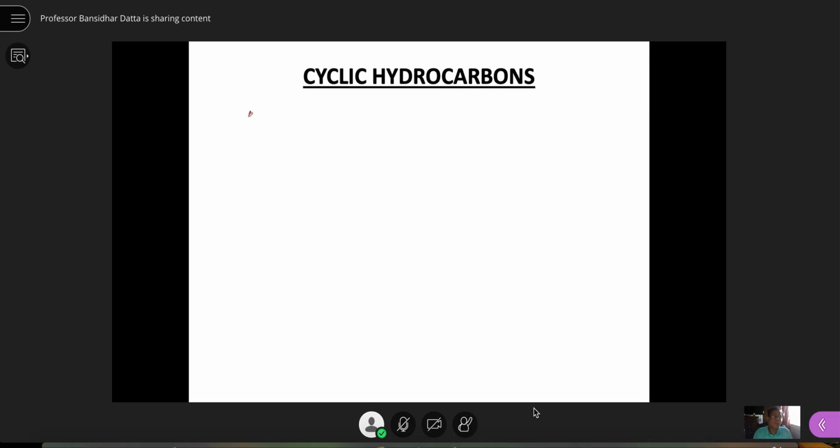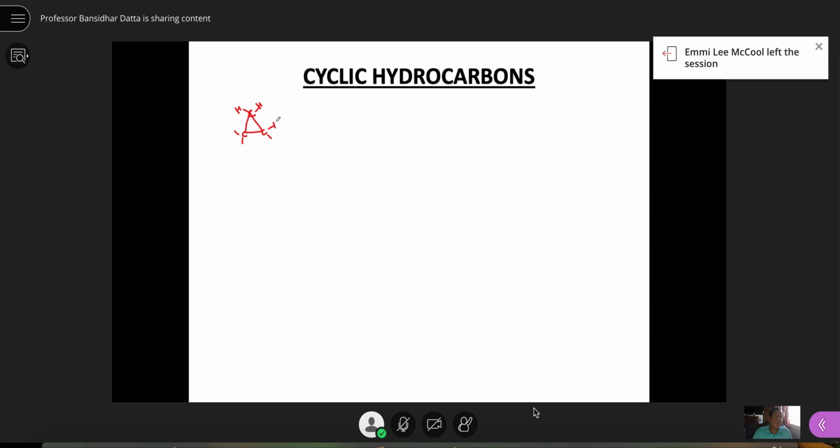So now the first one looks like this. All right, it's a triangle. So this is your carbon, this is your carbon, and this is your carbon. Hydrogen, hydrogen, hydrogen, hydrogen, hydrogen, and hydrogen. You just add those hydrogen atoms like this. And the other one, you can go on like this, all right?